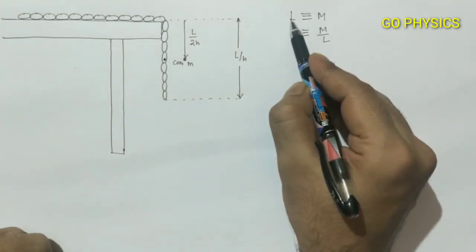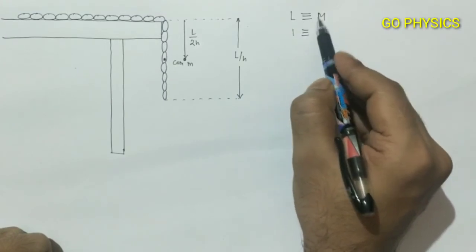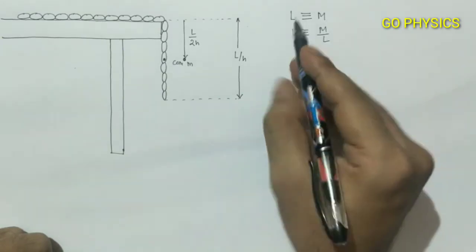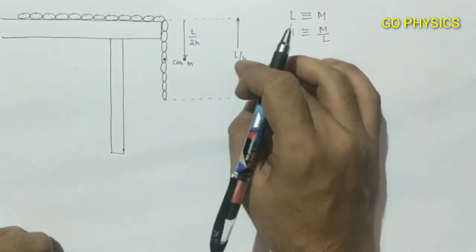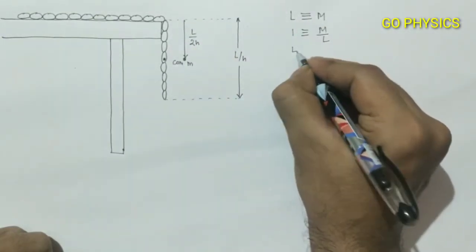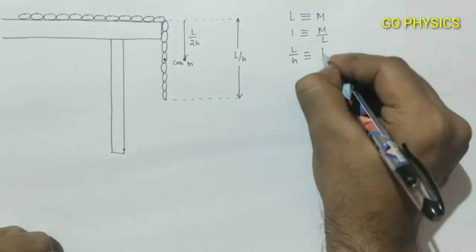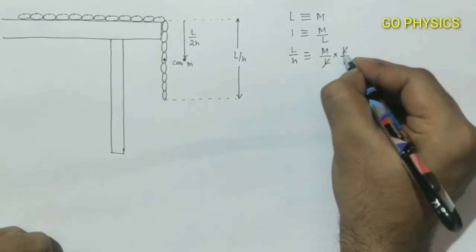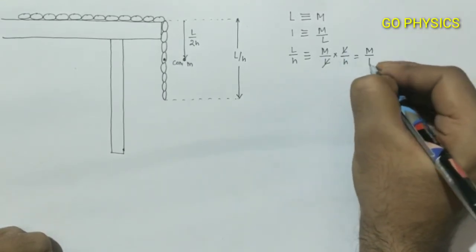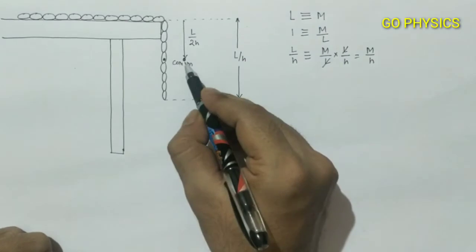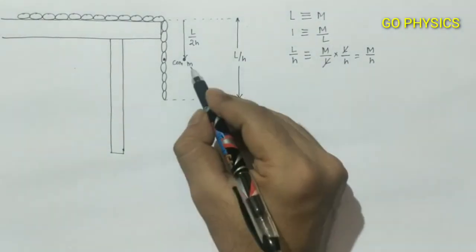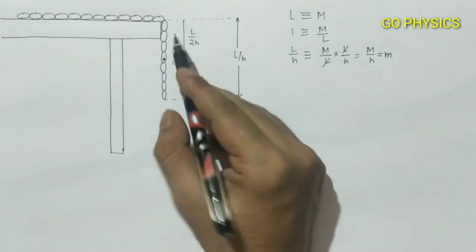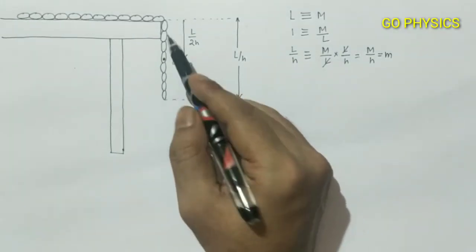So in total length L, mass is total M. So in unit length, mass will be M by L. So the mass of the hanging part, that is the mass contained in L by n length, is equal to M by L multiplied by L by n. L and L cancel out, so this is equal to M by n, and this is the mass of the center of mass, that is our small m, the mass of the center of mass of the hanging part of the chain.